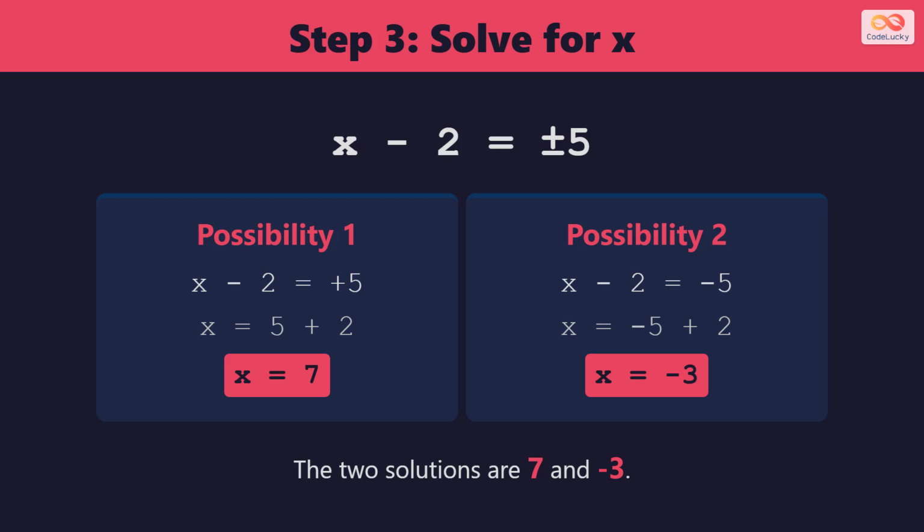Second, we solve for the negative case. x - 2 = negative 5. Adding 2 to both sides gives us x = negative 3. So our 2 solutions are 7 and negative 3.